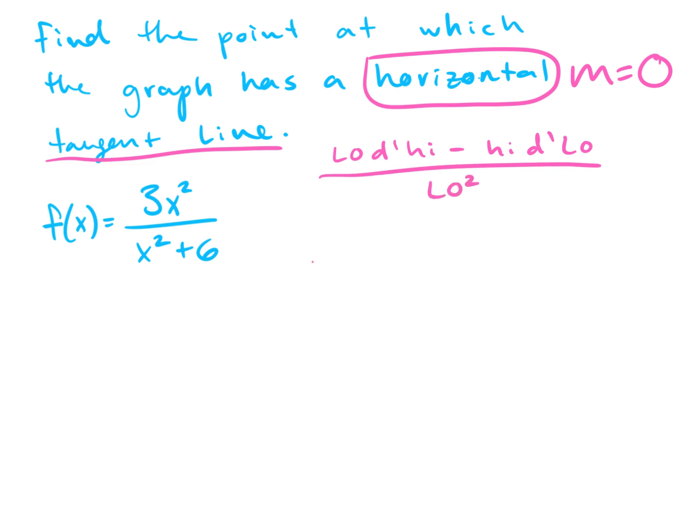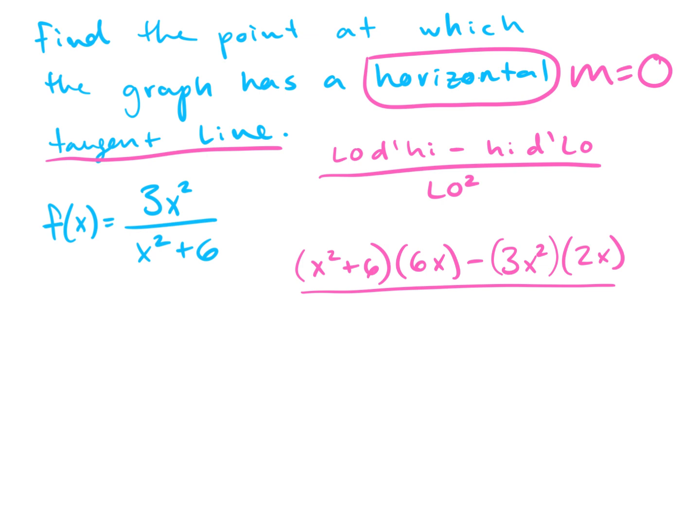So low is x squared plus 6 times the derivative of the high. What's the derivative of 3x squared? 6x, perfect. Minus high, so 3x squared, times the derivative of the low. What's the derivative of x squared plus 6? 2x, awesome. Over low squared. So x squared plus 6 squared.